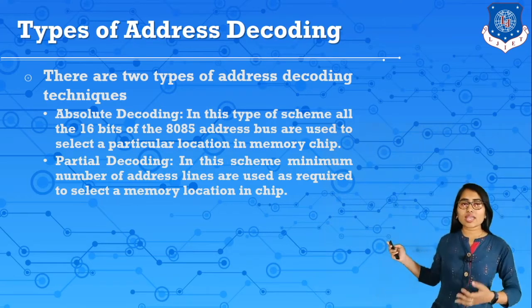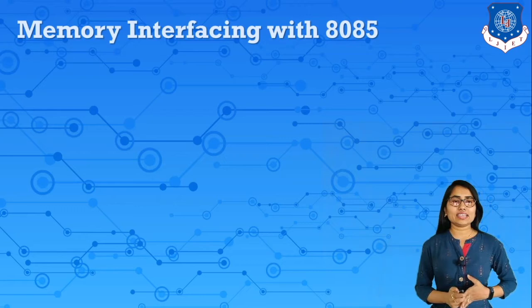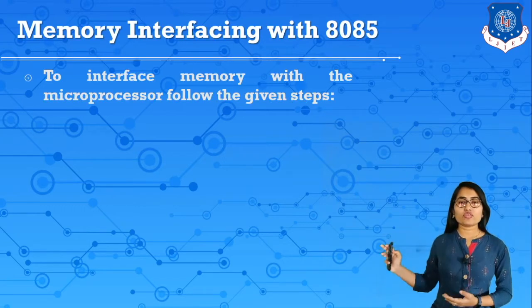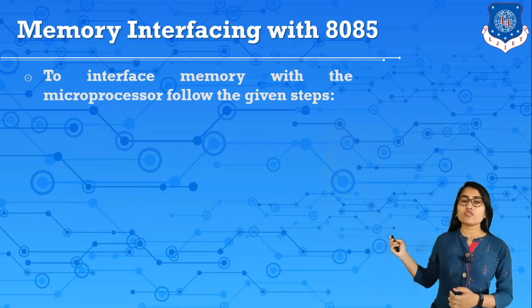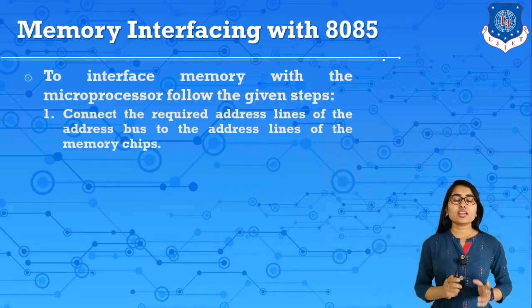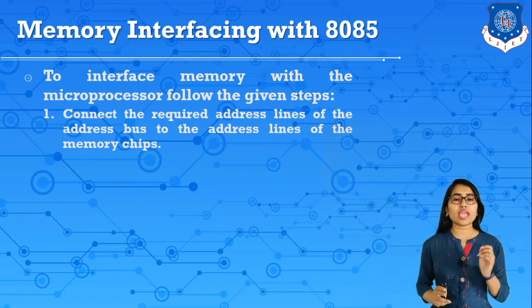Now how can we design a memory interface? To interface memory with the microprocessor, we have to follow some steps. Here the first step is to connect the required address lines of the address bus to the address lines of the memory chips.